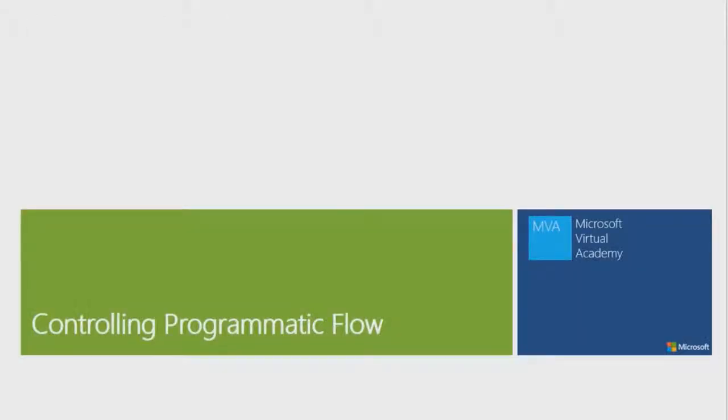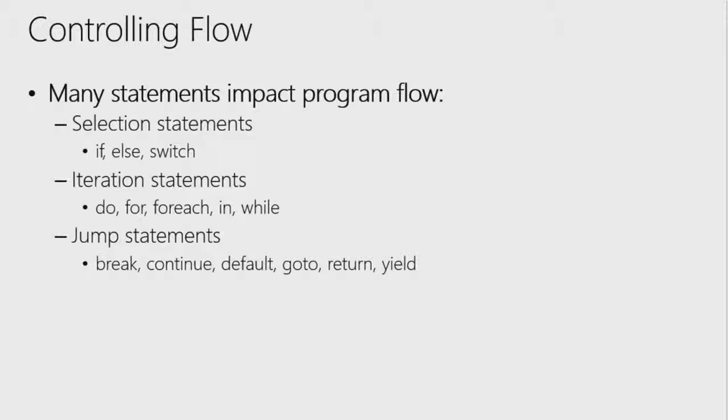Keep going. So, controlling programmatic flow. The C# language includes many statements that can help you control program flow. You've got 3 primary classes of those statements. You've got your selection statements, and examples of those are if, else, and switch. You also have iteration statements. Iteration statements allow you to repeatedly execute blocks of code, and you can implement logic to control those. And then you have jump statements. And jump statements allow you to break that flow. Exactly. So something is going on and you want to interrupt it for one reason or another.